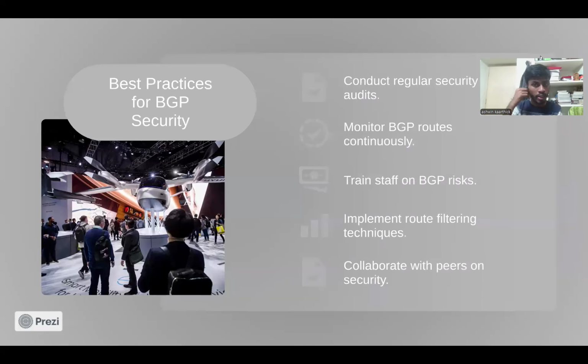So, what are the best practices for BGP security? We should conduct regular security audits. We should also monitor the BGP routes continuously, implement route filtering techniques, and collaborate with peers and other ISPs for more security. And also, we should train the staff and hire staff for this. The staff should be well knowledgeable and well skilled in BGP and ROV mechanisms.